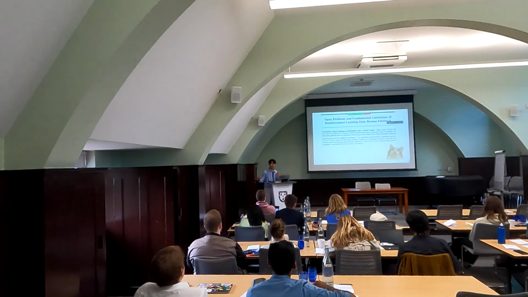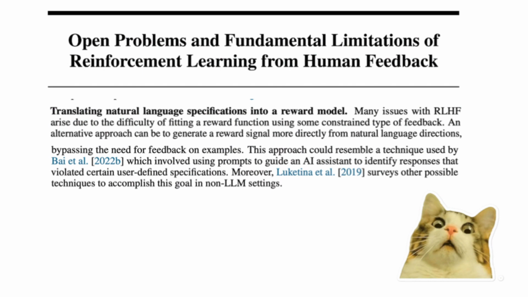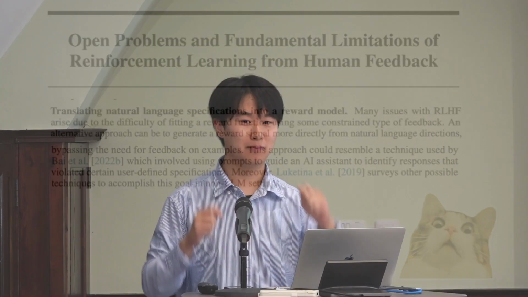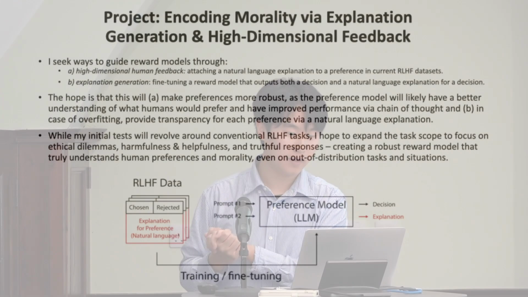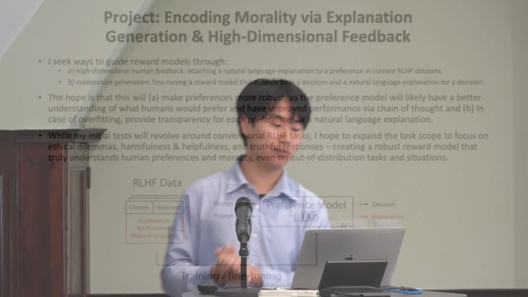And not only that, they actually mention the possibility of translating natural language specifications into a reward model, an idea that I came up with in around February or March and sent over to Herbie, who's right there in the back. They actually mentioned that this is a possibility, but my exact setup might be slightly different from what they were envisioning. But it's quite similar: encoding morality via explanation generation, and natural language feedback.